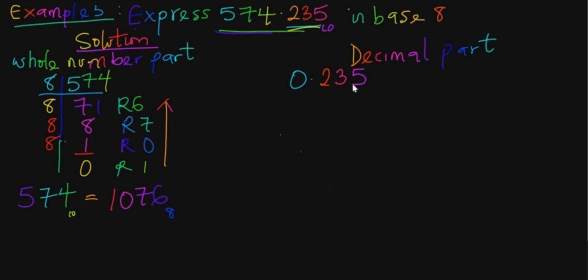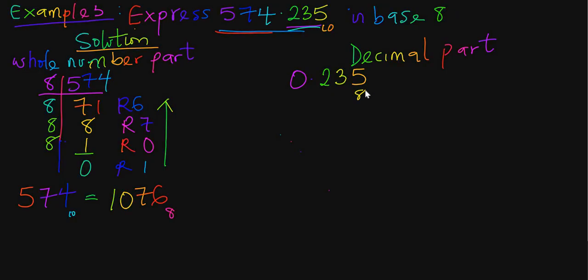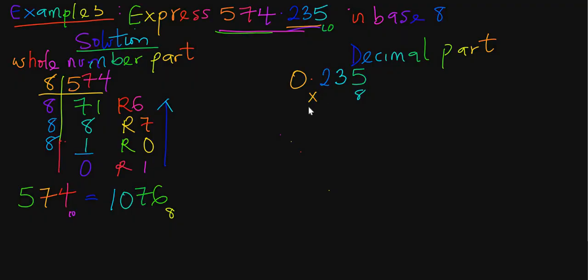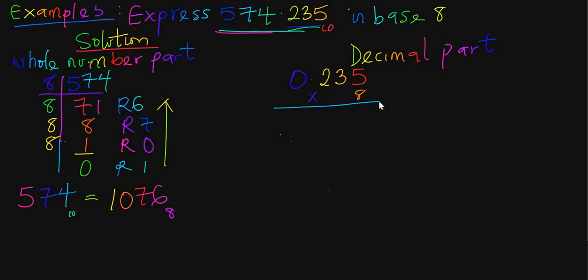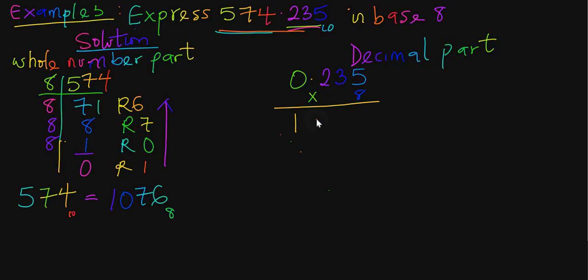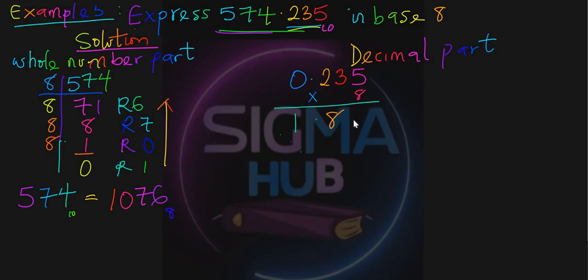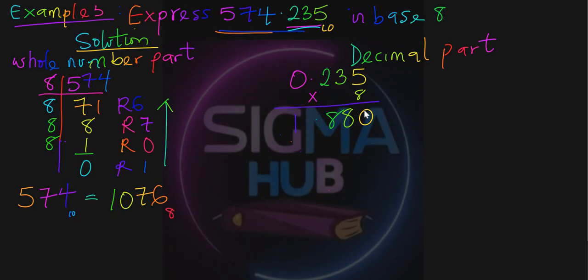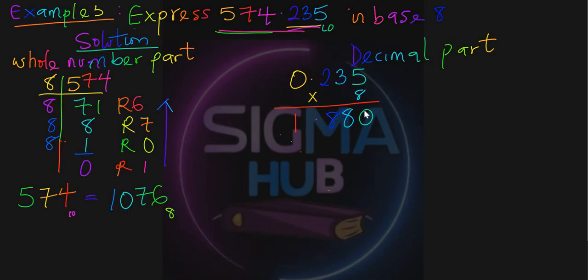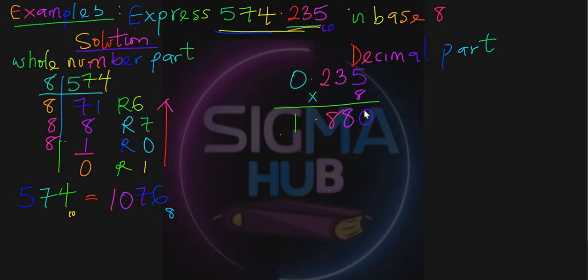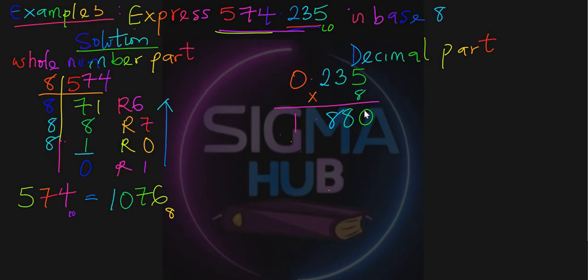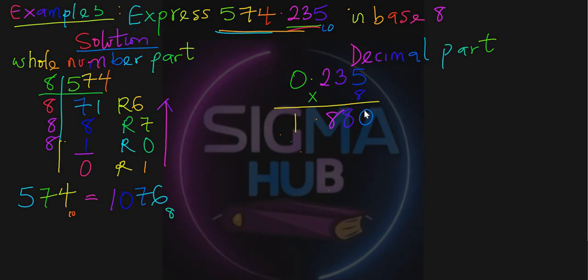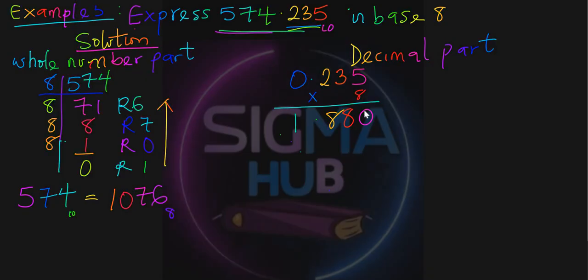So when we multiply 0.235 by 8, we are going to be getting 1.880. Our concern is the whole number part that we are getting. So the whole number part from this multiplication is 1, while the decimal part from this multiplication is 0.880. Please take note of that.